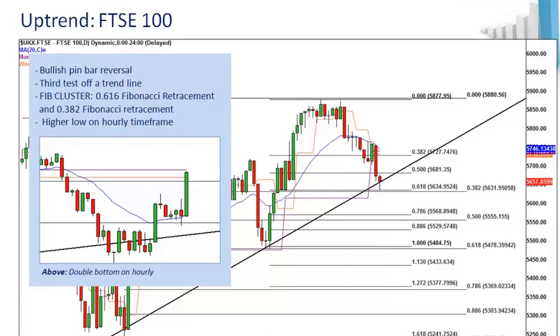So for the FTSE, we've got multiple reasons to go long. We've got bullish pin bar reversal, third test of a trend line, fib cluster, and a higher low on the hourly, building up our case for a long. And the key thing with trend lines is use them as a confirmation or a tick in the box when we're looking for trades. We don't want to rely on them exclusively for our trading. That's very important. But you can see with these examples how we can apply them to the mix and build up our case for a long or a short trade.